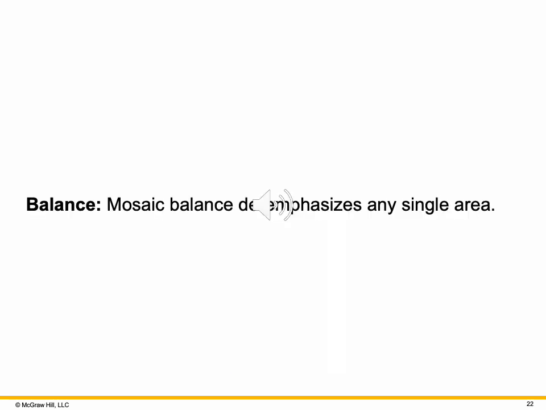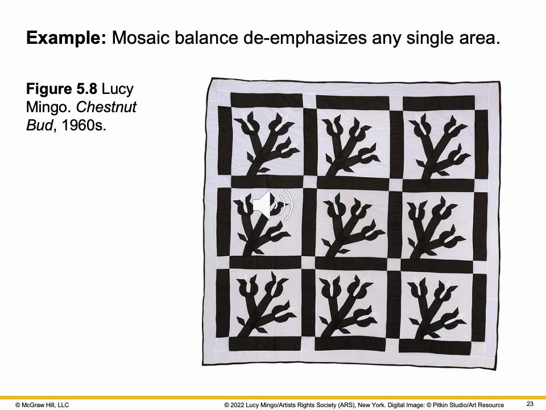Mosaic balance de-emphasizes any single area. Another type of symmetrical balance is mosaic, also known as allover. Mosaic balance is based on repetition without hierarchy, as in the Chestnut Bud quilt made by Lucy Mingo. The image repeats its floral motif across three rows, three times in each row. Each panel of the quilt is identical, stitched together with pieces of black and white fabric. We are meant to see the flowers as a group.